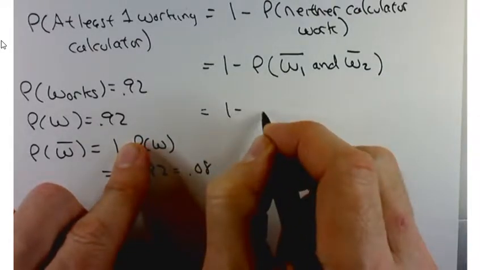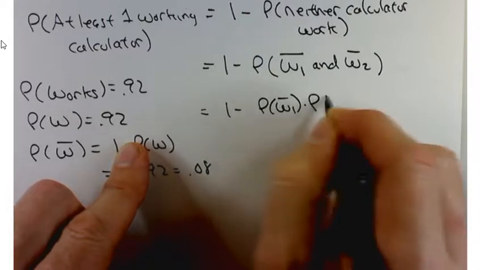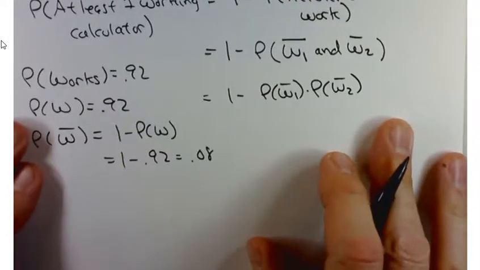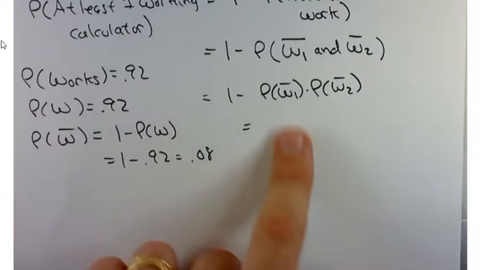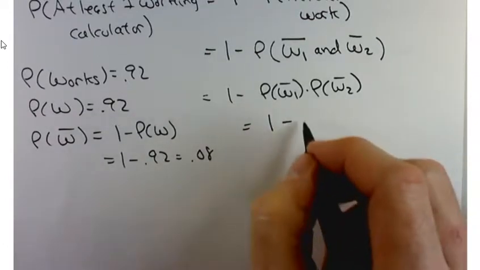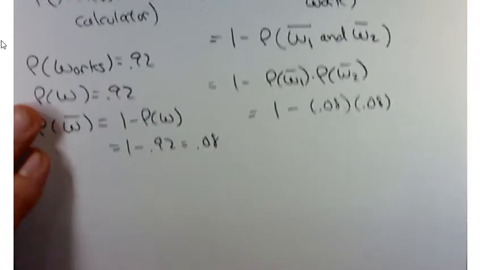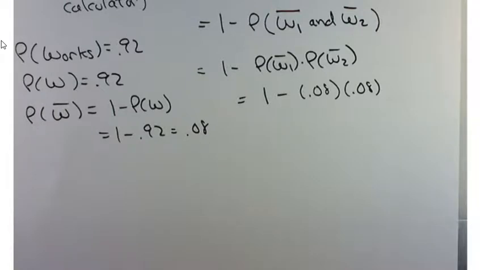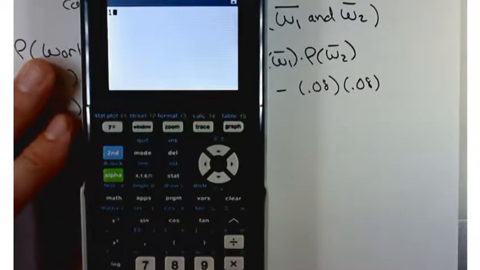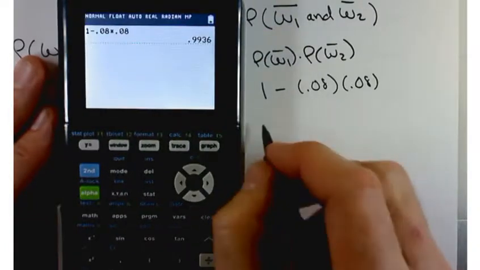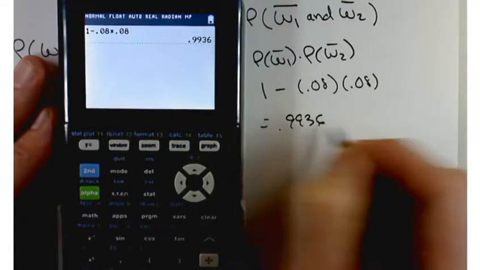That's 1 minus probability of W1 bar times probability of W2 bar. Well, we've got these probabilities, right? It's 1 minus 0.08 times 0.08, or 0.0064 should be. So 1 minus 0.08 times 0.08 is 0.9936.